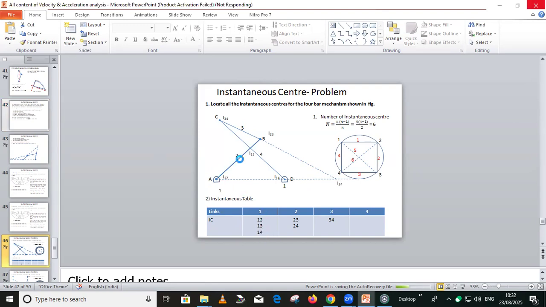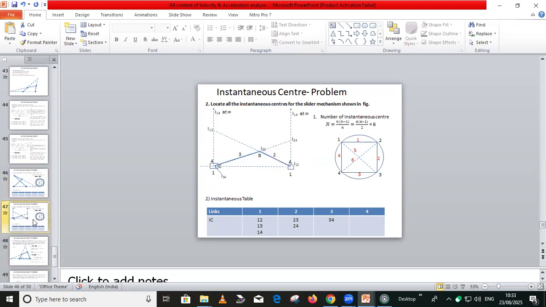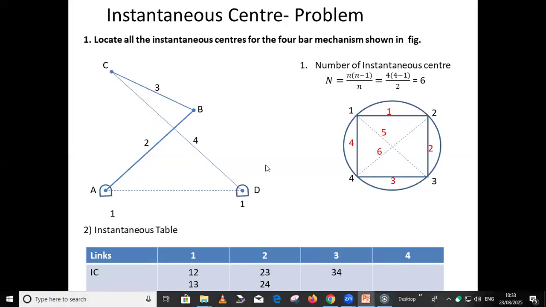Movement will be transferred from 1,2 to 1,3, and 1,3 to 1,4. Similarly, from 2, motion will get transferred from 2 to 3 and 2 to 4. And for 3, motion will get transferred from 3 to 4. So in this way, we have these 6 ICRs, and we are representing these 6 ICRs on these lines. And we can find out the relative values also. So this is all about the first part, how to find ICRs related to this 4-bar mechanism.